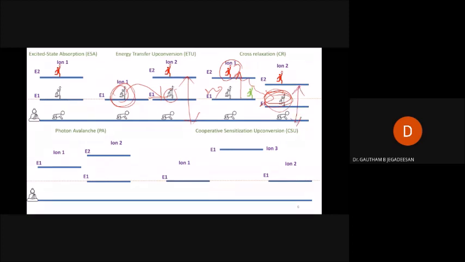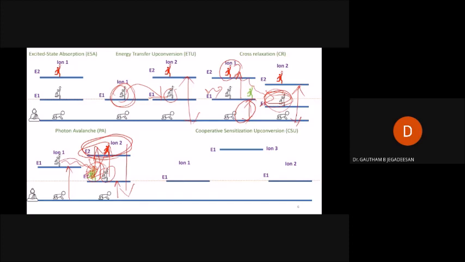You can see this is actually the energy level, and it gets excited. Now after it gets excited, the electron present in the ion 1 gets excited. Now there will be the energy loss from ion 1 to ion 2. That energy will be taken up by this electron and gets excited to the second energy level. Now once again this comes down by losing its energy, and this energy will be combined with this energy, and again it gets excited. So finally the electron present in the excited level 2 in the ion 2 will come down to give the upconversion.